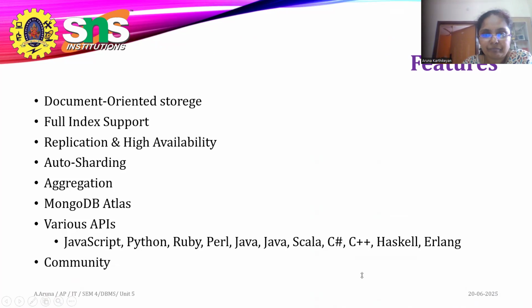The main features of MongoDB are that it is document oriented and has fully indexed support. It has a high percentage of availability and supports replication, that is, we can replicate our data. Sharding is automatic, and we can also perform aggregate functions. It can be used with various APIs like JavaScript, Python, Perl, Java, C++ and Haskell. It is a community edition, and everything can be downloaded from the Mongo community edition.